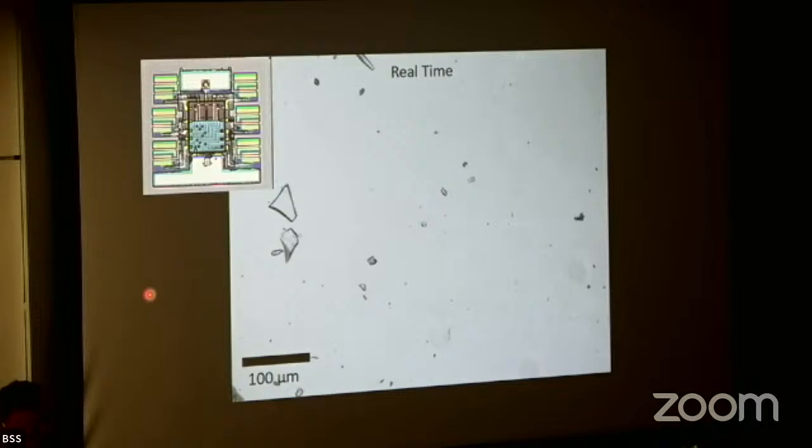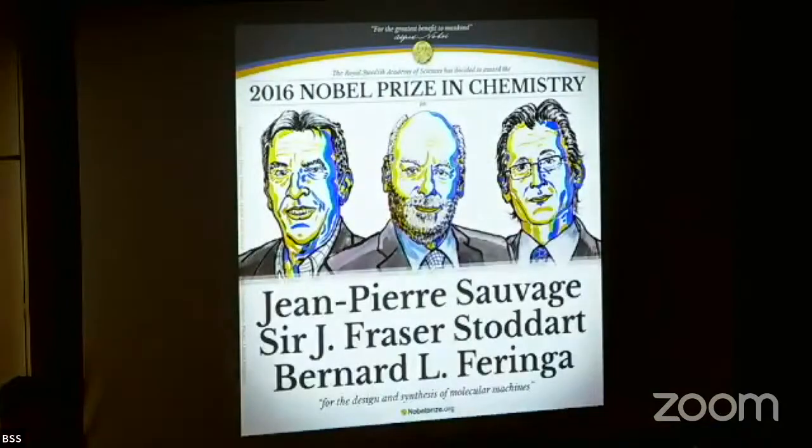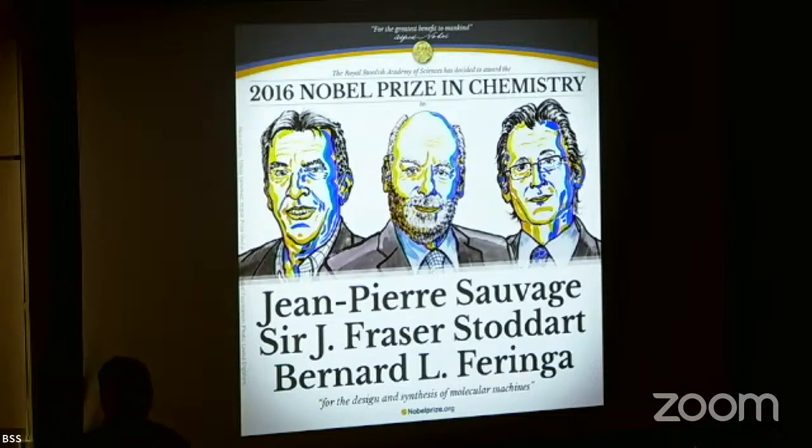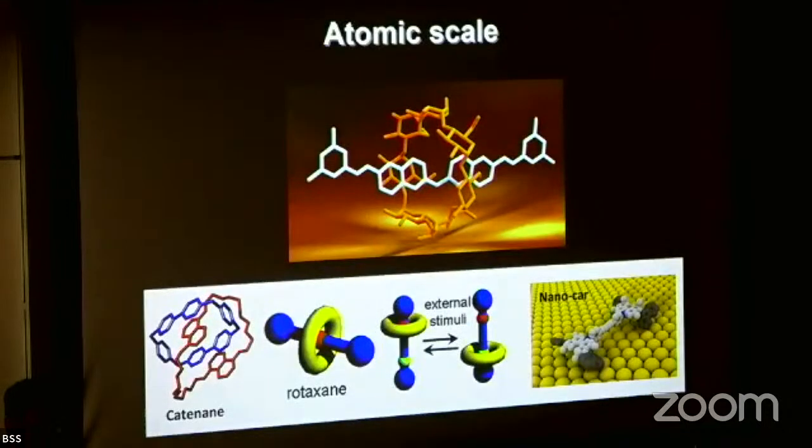Okay, so let's go down to the atomic scale and talk about that for a second. So in 2016, these three gentlemen won the Nobel Prize in chemistry for making atomic scale machines. All right, and this was a tour de force in chemistry. Okay, really brilliant organic chemistry to fabricate these molecules. Let me show you some of these devices that they've made.